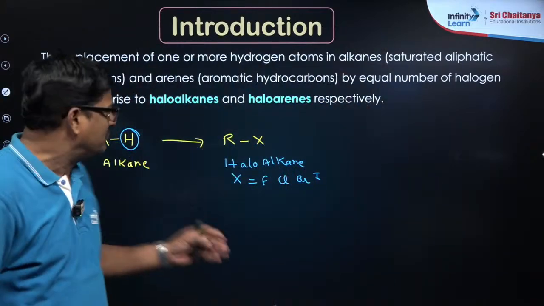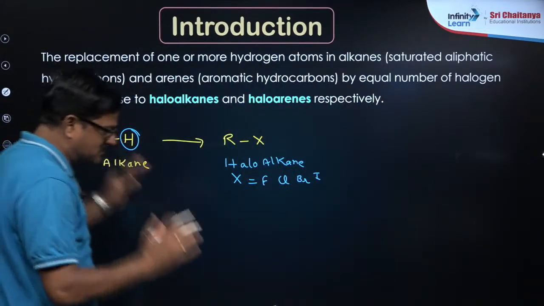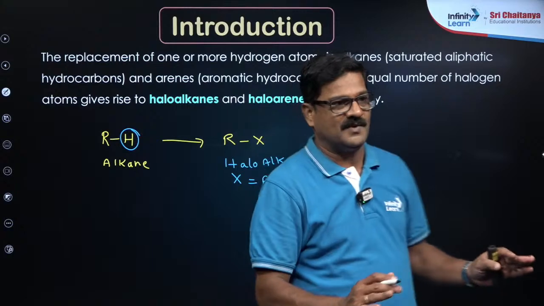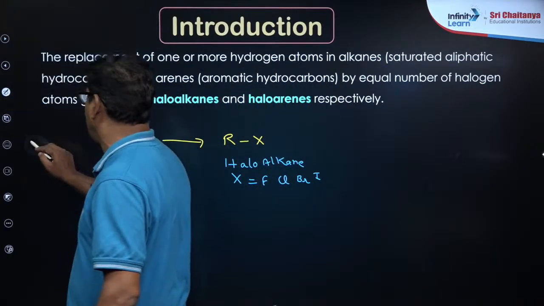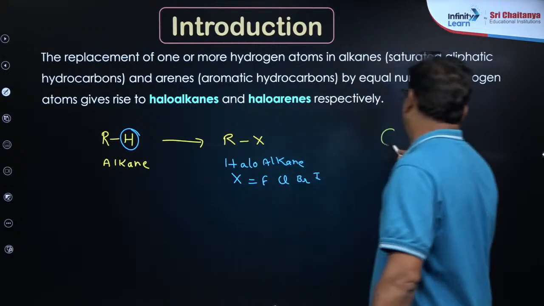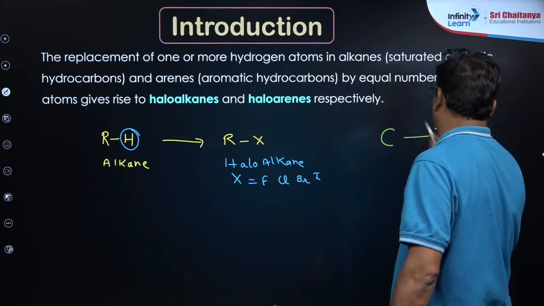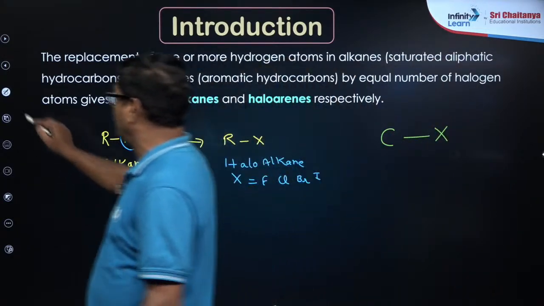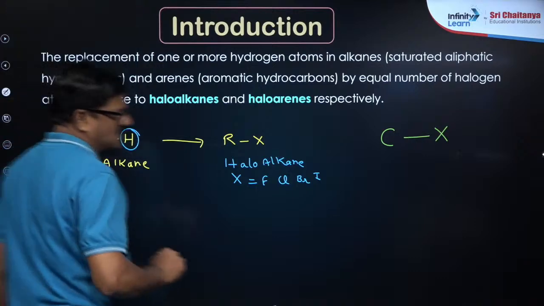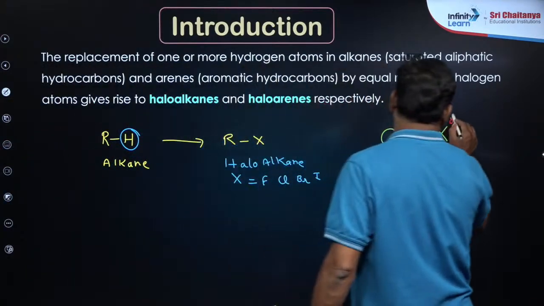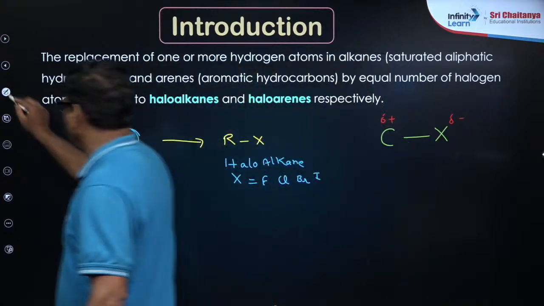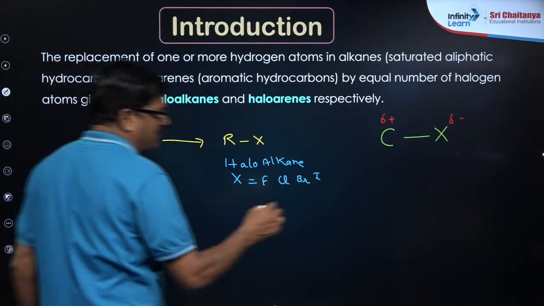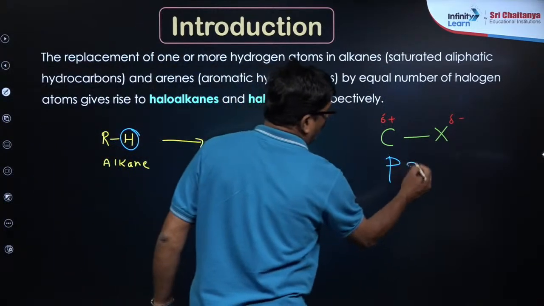So what is the importance of this particular chapter, Richa? Why is it so important? If carbon is attached to the halogen, halogen is more electronegative than carbon. So that halogen has partial negative charge, carbon has partial positive charge, and this is a perfectly polar bond.